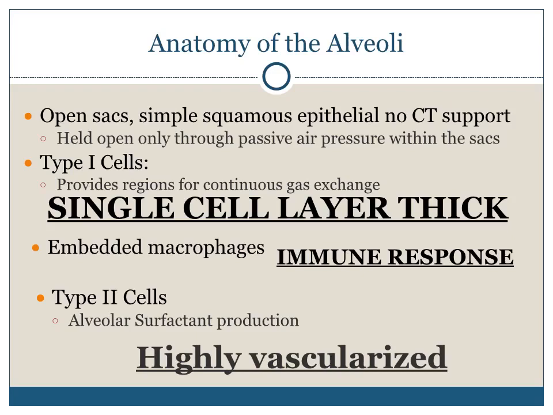Then we have the type 2 cells. The type 2 cells are responsible for production of the alveolar surfactant, which keeps the alveolus as a sphere. In the next slide, we're going to take a look at what the shape actually looks like and how that shape ensures that we have a maximal amount of gas exchange. The last are the embedded macrophages. The embedded macrophages are there to ensure that any pathogenic material that enters into the alveolus is taken care of in terms of an immune response.